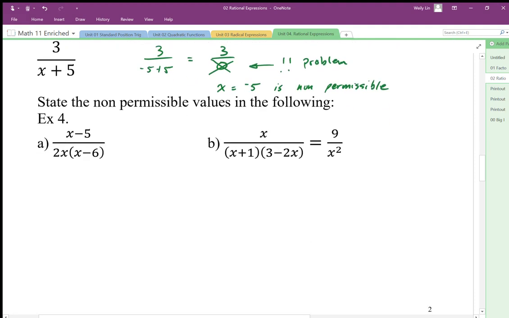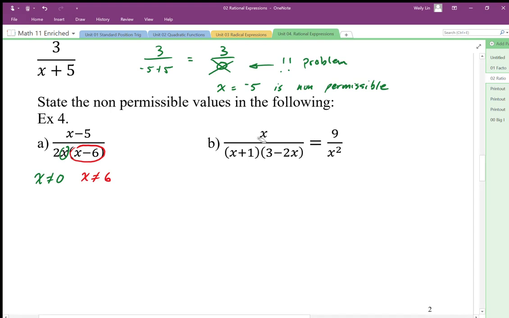So anytime we have a factor that is 0 in the denominator, that will make the whole denominator 0, and that becomes a non-permissible value. Now the numerator is okay. We can have 0 in the numerator, so here x equals 5 is perfectly okay. But in the denominator here, if x is equal to 0, the whole denominator is equal to 0. Non-permissible. Okay, so there's that restriction. If x is equal to +6, again, we're going to end up with 0 in the denominator, and that's non-permissible. So those are my non-permissible values.